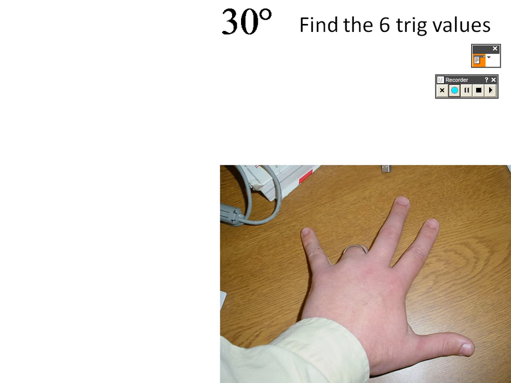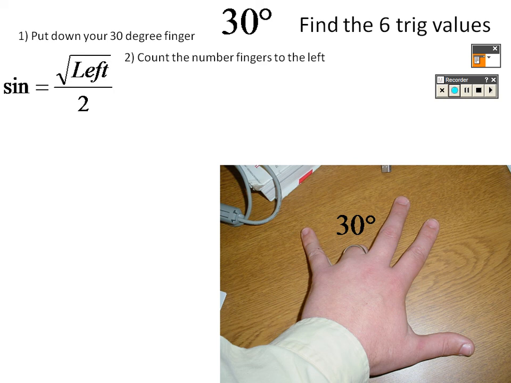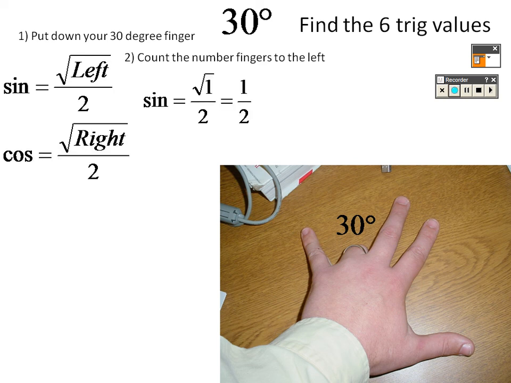30 degrees. So I put down my 30-degree finger. Put your 30-degree finger down. Sine is the square root of the left. There's only 1 finger to the left when I count it, so that's why it's 1/2.